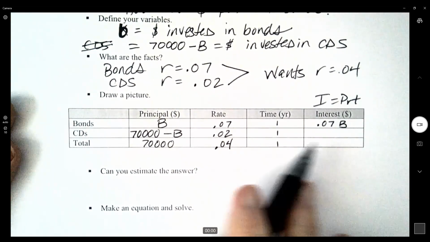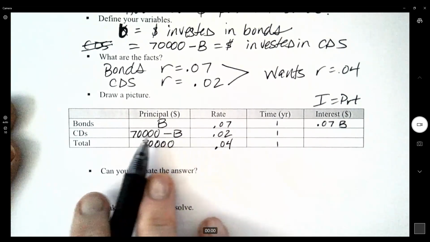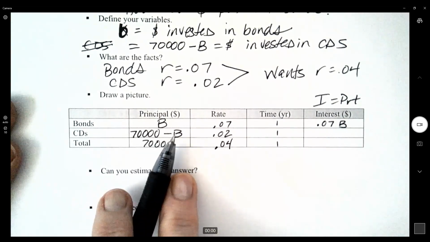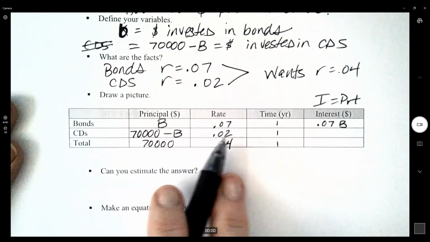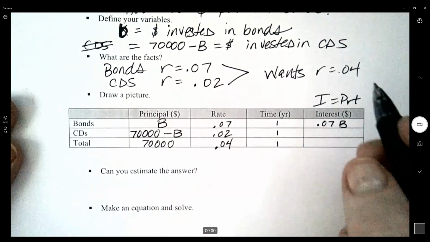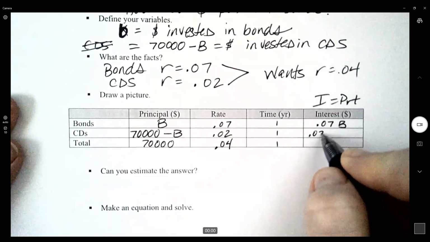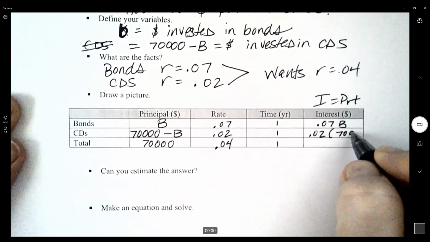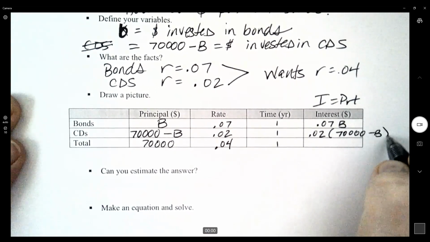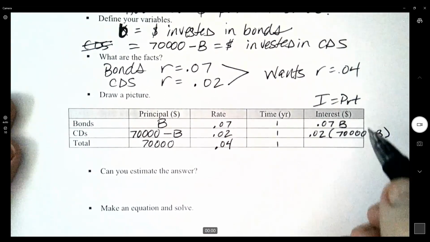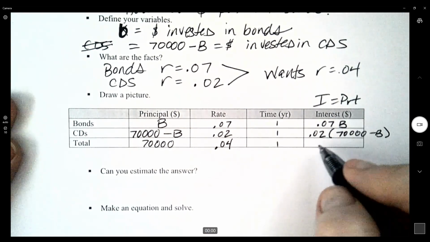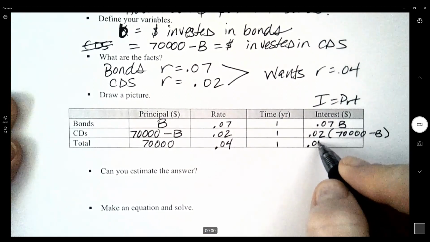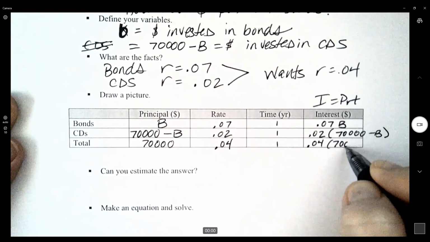The interest I'll earn on the CDs is going to be the principal of 70,000 minus B times the rate times the time. So I'm going to multiply these two things together, which is going to give me 0.02 times 70,000 minus B. So then, of course, when I add these two items up, I want to get a total of 4% of my investment.